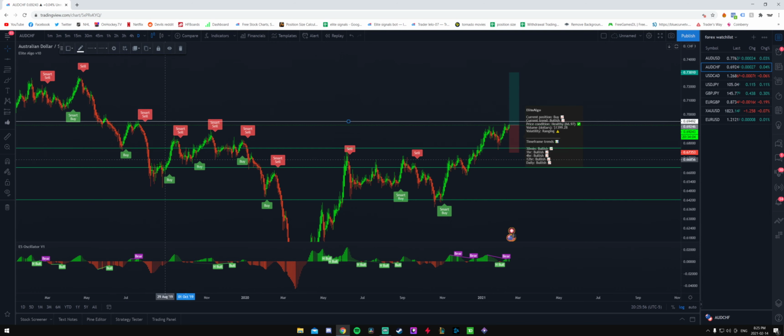this resistance right here. Okay, guys. So if it rejects this resistance and it gives you a sell signal, I would probably say, okay, you can jump on it. But then again, it might just come back down, bounce off this support, then go back up. That's why I'm looking at this one.